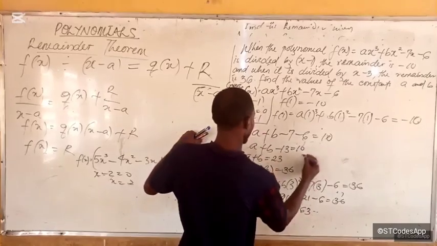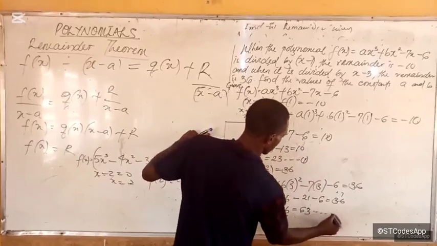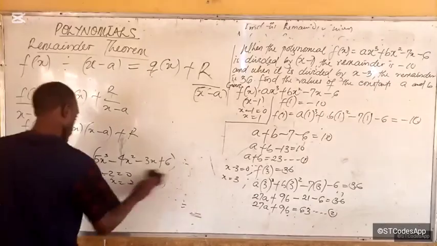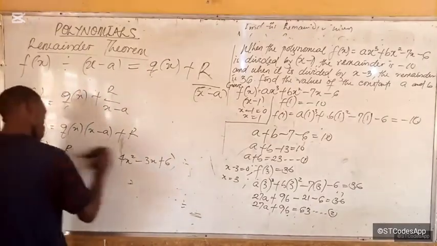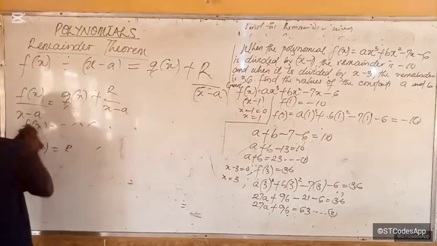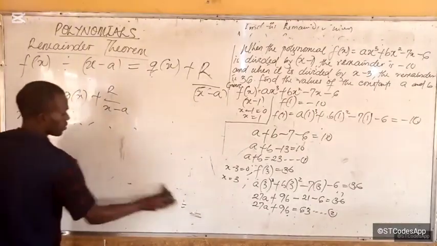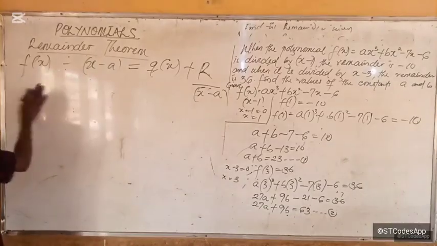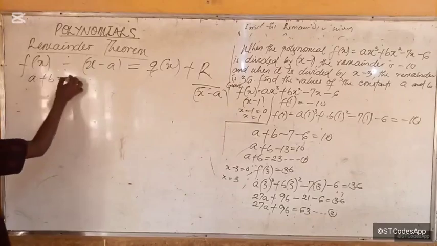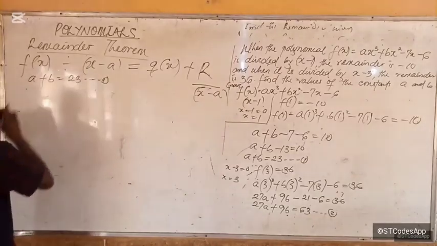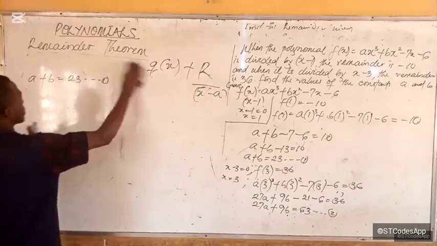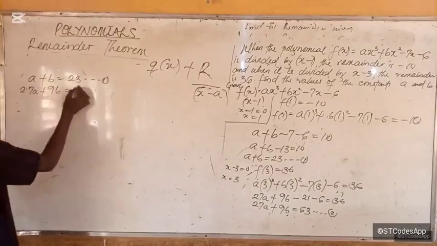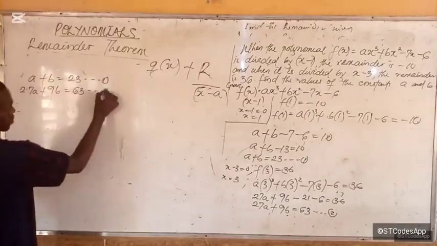So let's make this equation 1, and let's make this equation 2. So we'll now resolve by systems of equations. So we can use the substitution method. And how do we do that? We have our equation 1 to be a plus b is equal to 23, equation 1. And 27a plus 9b is equal to 63, equation 2.